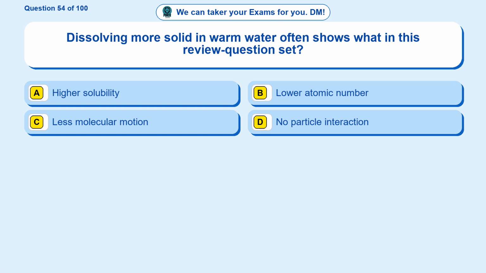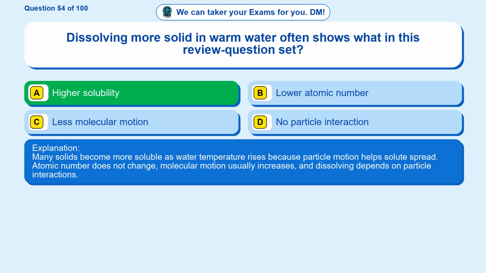Question 54. Dissolving more solid in warm water often shows what in this review question set? Option A, higher solubility. Option B, lower atomic number. Option C, less molecular motion. Option D, no particle interaction. The correct answer is option A, higher solubility. Many solids become more soluble as water temperature rises because particle motion helps solute spread. Atomic number does not change, molecular motion usually increases, and dissolving depends on particle interactions.